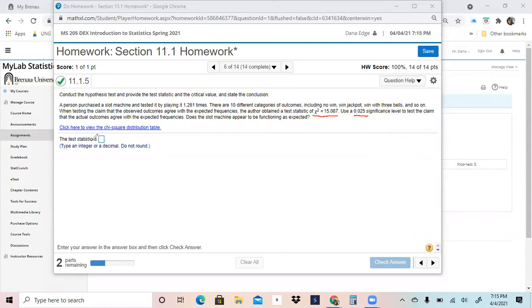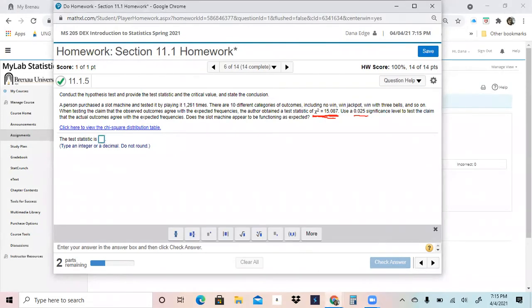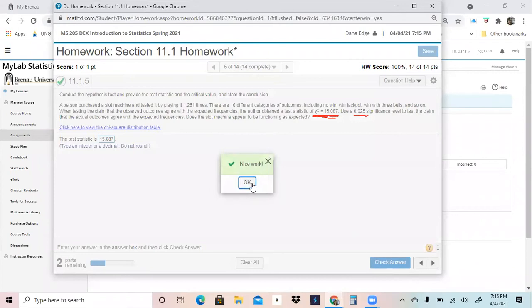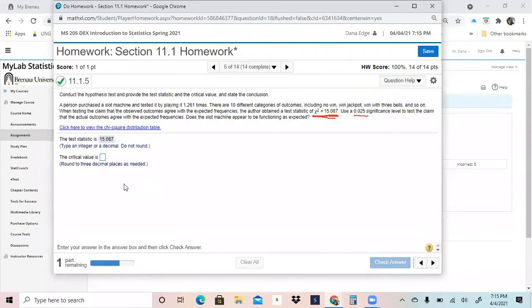Okay, so the test statistic is exactly what they just gave us. We don't have to calculate that. It's there. The test statistic would always come from the test. And since they did not give us the test data individually, they gave us the test statistic was 15.087. The critical value, however, is not given.